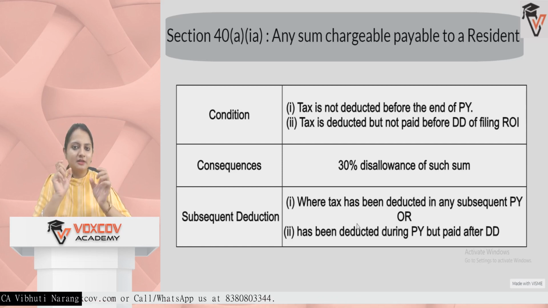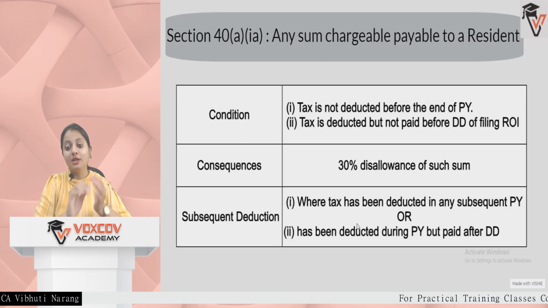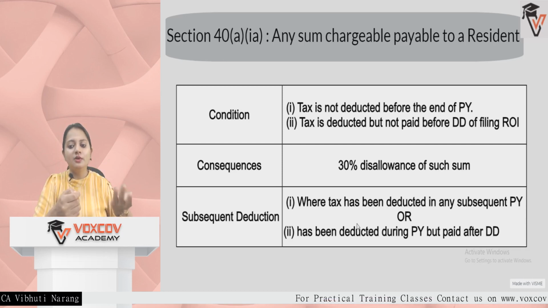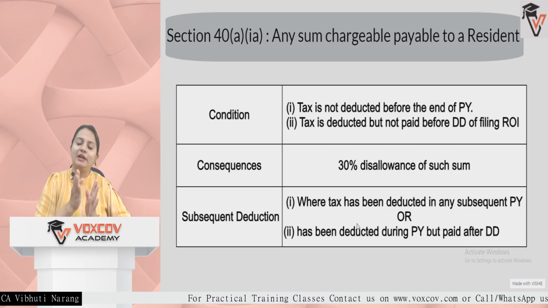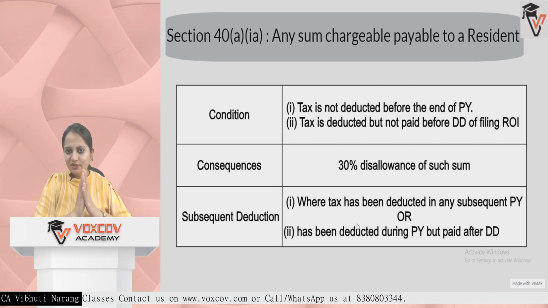In that case, there will be some consequences and the expenditure will not be allowed. The second case is the tax is deducted in the relevant previous year, that is 2021, but not paid or deposited before the due date of filing of return of income. Now for these sections, you need to understand the due dates of return filing.